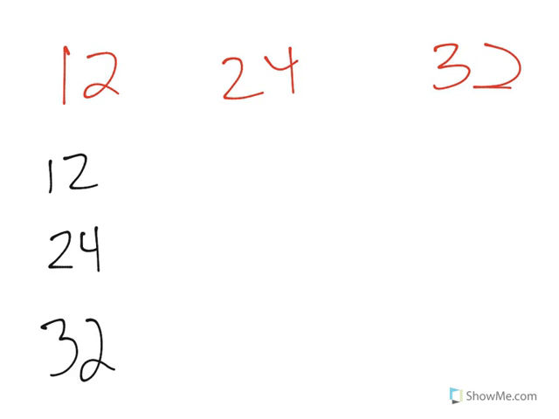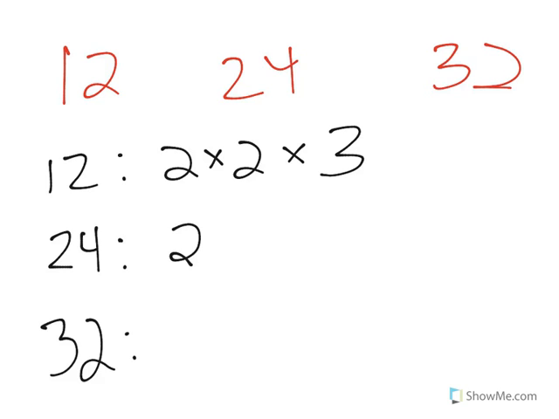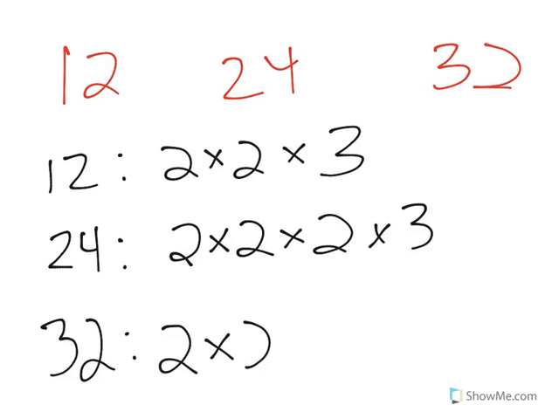And this requires a little bit of work. If you're good at prime factorization, I would use this. If you're not, I would not. But the prime factorization of 12 is 2 times 2 times 3. Prime factorization of 24 is 2 times 2 times 2 times 3. And the prime factorization of 32 is 2 times 2 times 2 times 2 times 2. And you can look at the last lesson that I did if you want to remember how to do that.